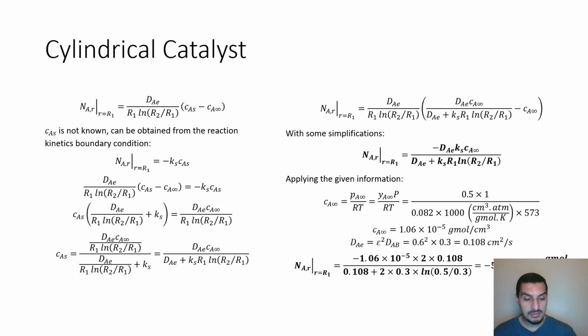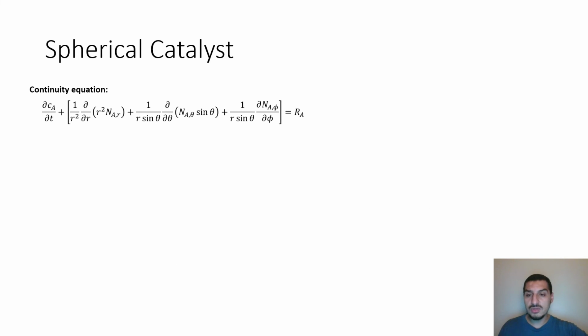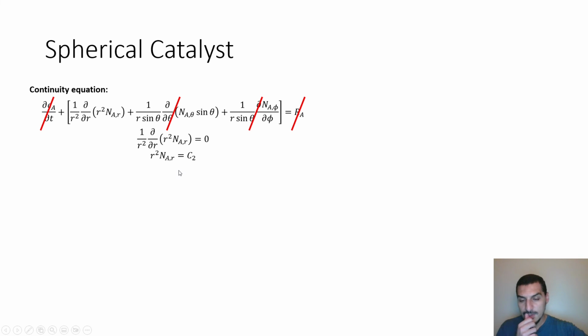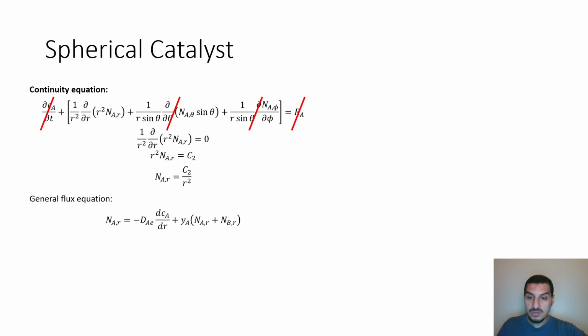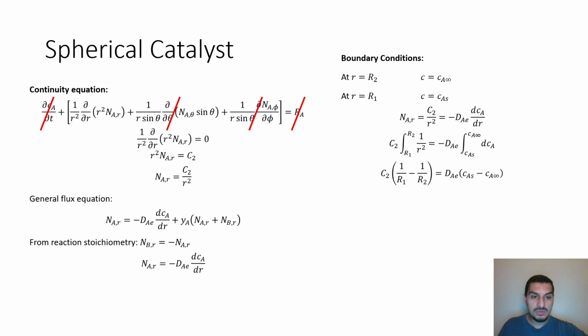The second part is going to be pretty much the same, with only one difference: it is spherical in shape. So the continuity equation would be this. We will cancel the rest of the terms, and then the equation would be this shape, which means that R squared NAR equals C2. Again, I'll say that N equals C2 divided by R squared, I'm sorry. And then with the flux equation, we will have the same boundary conditions. We will do the integration, but of course this is R squared, it's not 1 over R, so it's going to be 1 over R1 minus 1 over R2.